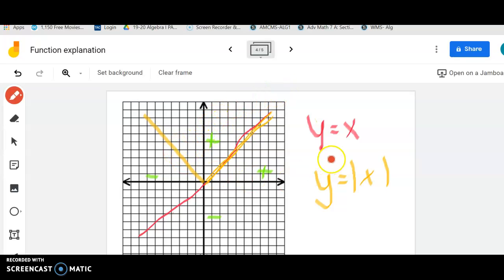So the parent function, anytime you have y equals absolute value of x, it is going to look like a V, and it's going to have a slope of 1 here and a slope of -1 here. That doesn't matter. You just need to know that it's symmetrical. It has a vertex, and it will not be in the -y values when it's a parent function like that.